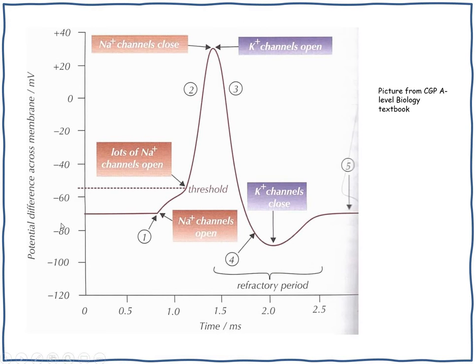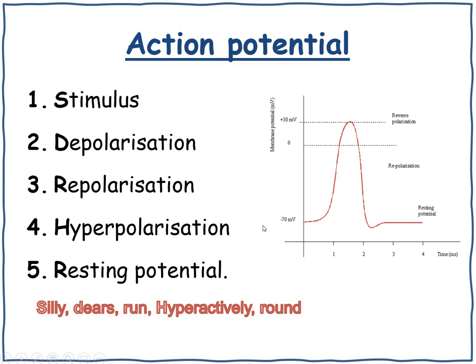So here are the steps of the action potential. You've got stimulus, depolarization, repolarization, hyperpolarization, and resting potential. So I just made up a mnemonic for this to remember it. So silly deers run hyperactively round. Stimulus, depolarization, repolarization, hyperpolarization, and resting potential.